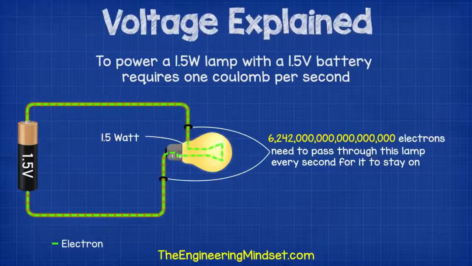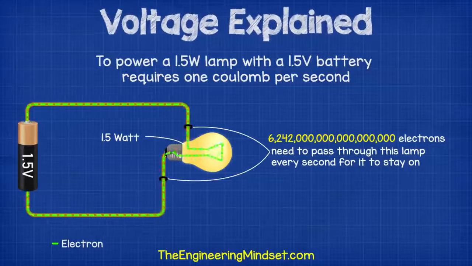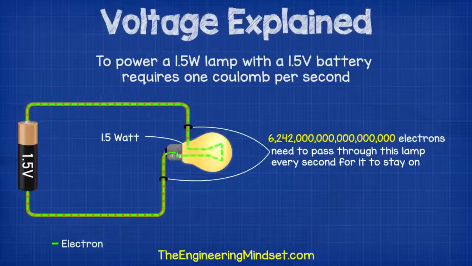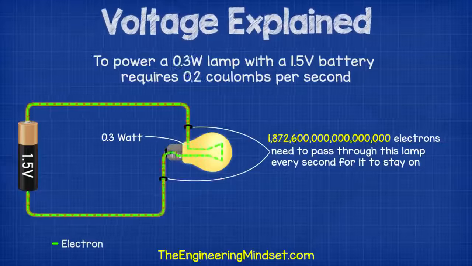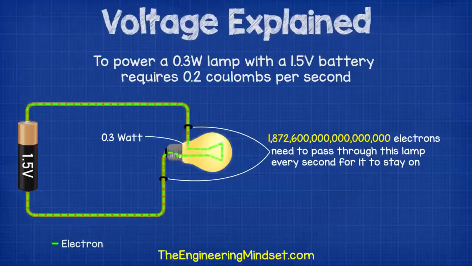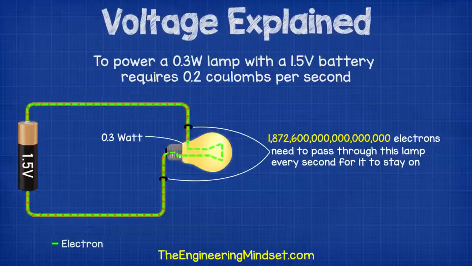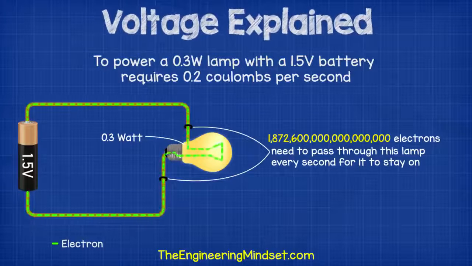1.5 watt lamp with a 1.5 volt battery would require 1 coulomb, or 6 quintillion 242 quadrillion electrons, to flow from the battery and through the lamp every second for it to stay on. To power this 0.3 watt lamp with a 1.5 volt battery would require 0.2 coulombs, or approximately 1 quintillion 872 quadrillion 600 trillion electrons, to flow from the battery and through the lamp every second for it to stay on.